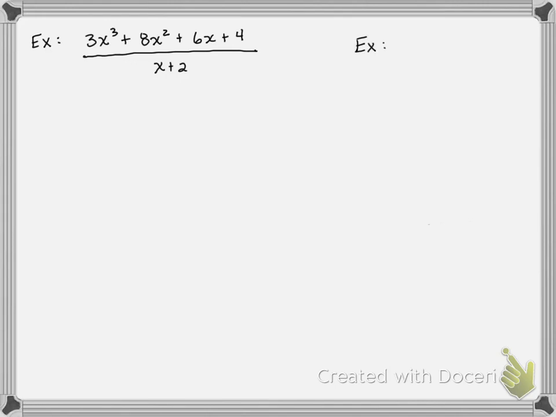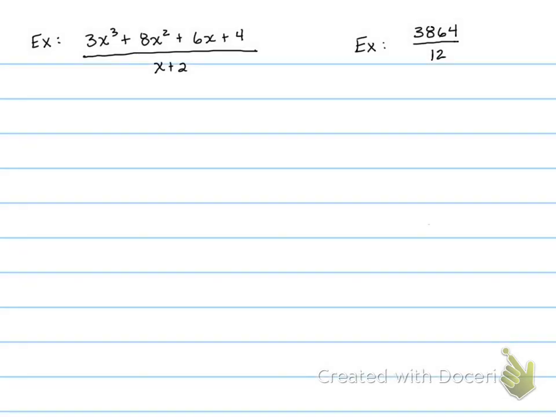We are going to divide 3,864 by 12 using long division. I need some lined paper here because I never get this straight. Let's see. Okay. So we have 3,864 divided by 12. So the first thing we do is we look at 12 and 38. And we say 12 goes into 38 3 times.